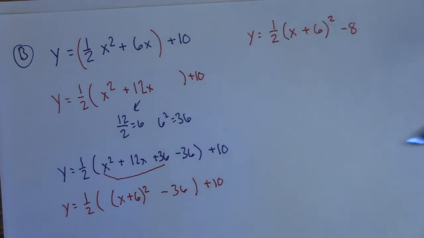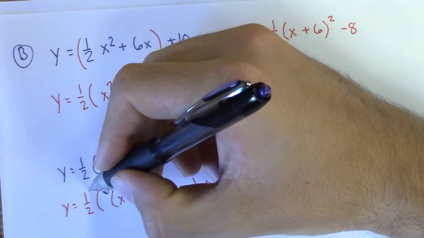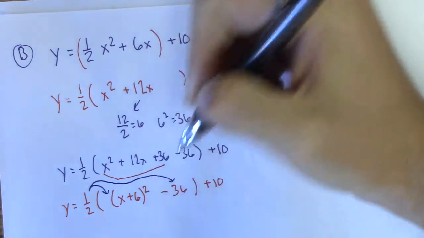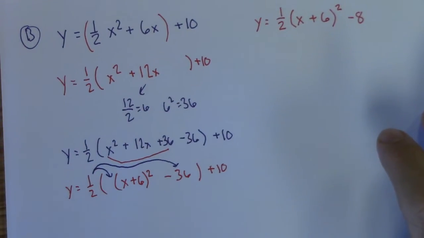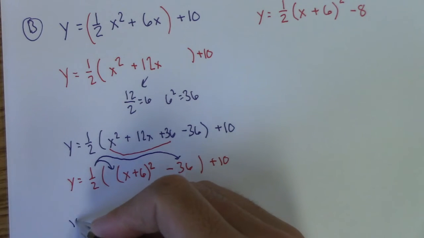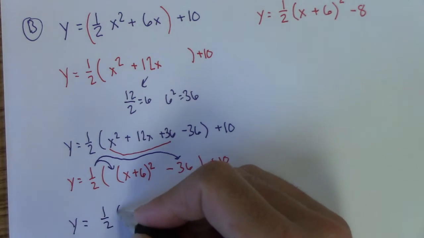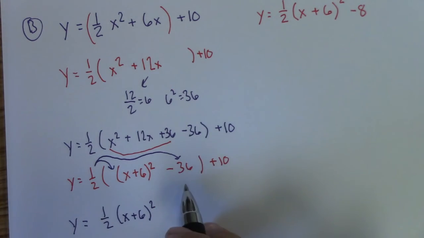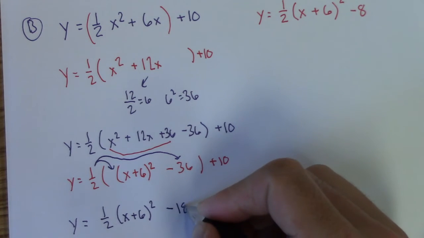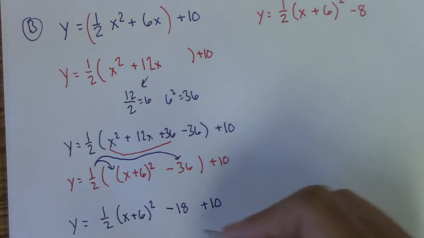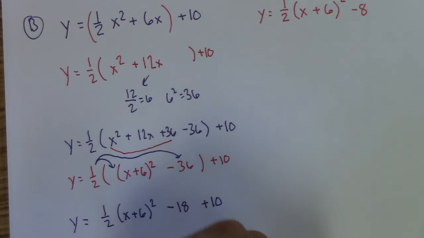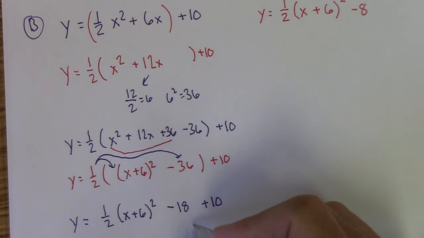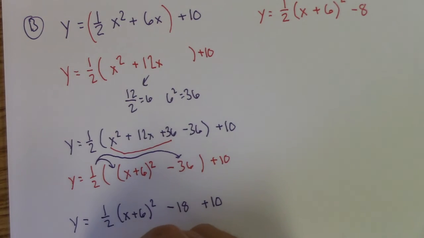Same as before. All I got to do to clean this up is to take that 1/2 and distribute it to both pieces. In so doing, I now have the following. Y equals 1/2 x plus 6 squared, and then 1/2 of 36 is 18 plus 10. Combining the last two, I get y equals 1/2 x plus 6 squared, 18 and 10 make a minus 8.